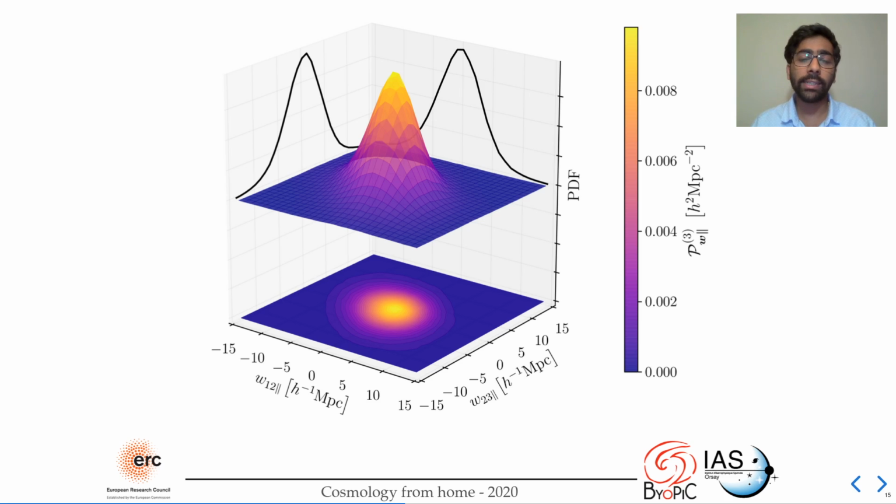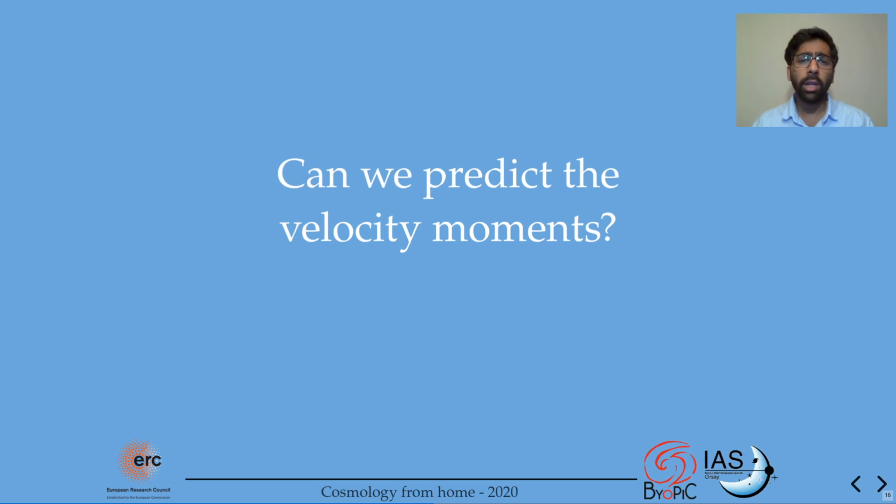On the x and y axes are the 2 relative pairwise velocities, while on the z axis we show the amplitude of the PDF. One can see that the PDF is clearly unimodal, and at this triangular configuration, naively one can take an initial guess for this to be a bivariate Gaussian. We also show the marginalized pairwise distribution for this triplet in the black line. Now the question is, can we predict the velocity moments from theory itself?